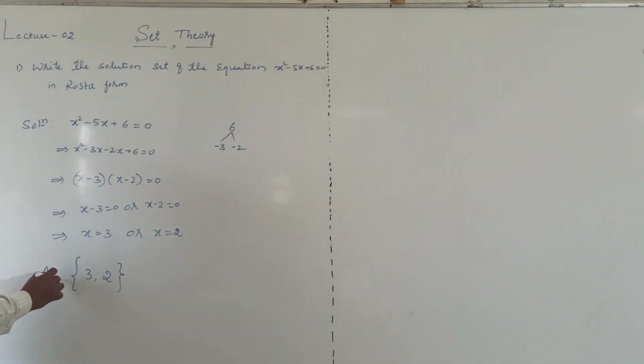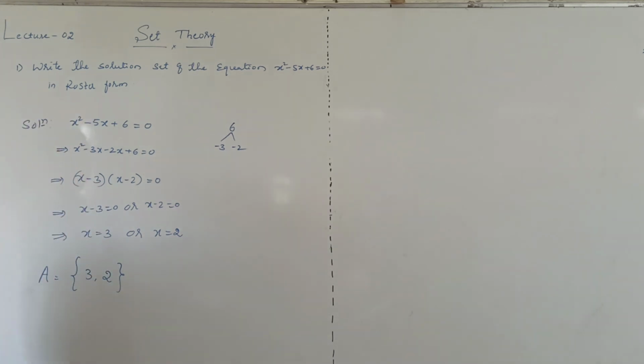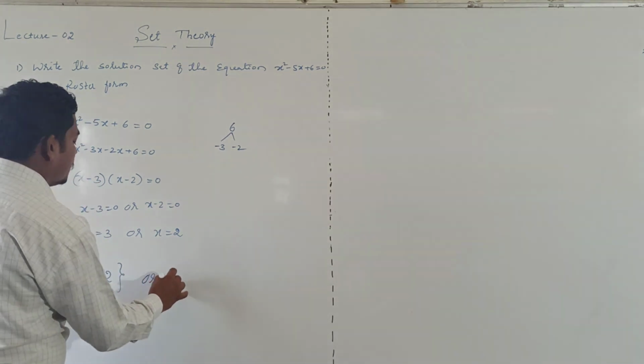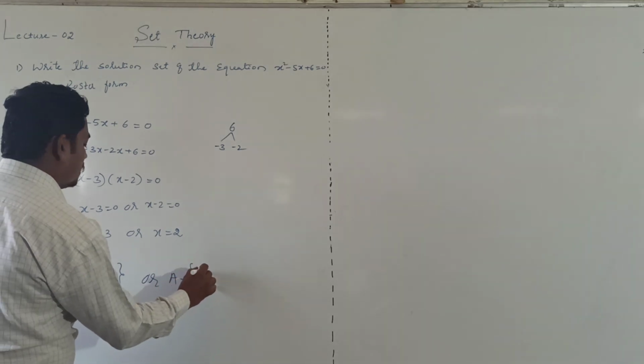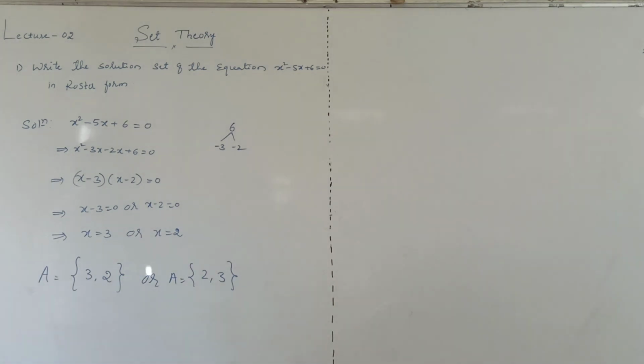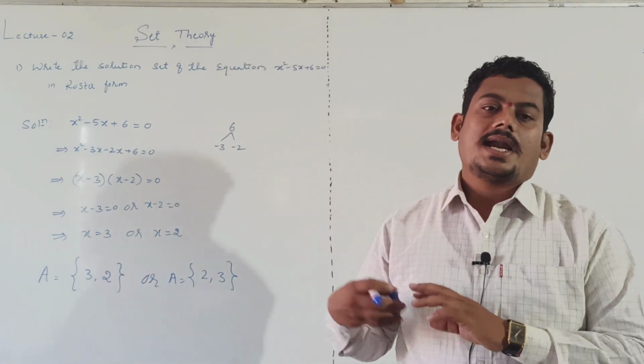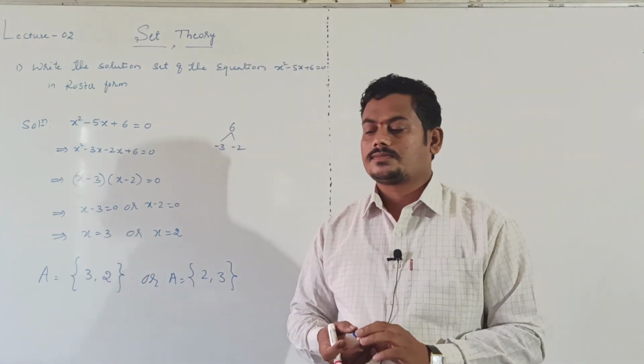Suppose this set is taken as A. This is roster form of given set. Or else A is equal to 2 comma 3. Order of the elements is immaterial. Either you can write 3 comma 2 or 2 comma 3. It will not make any difference.